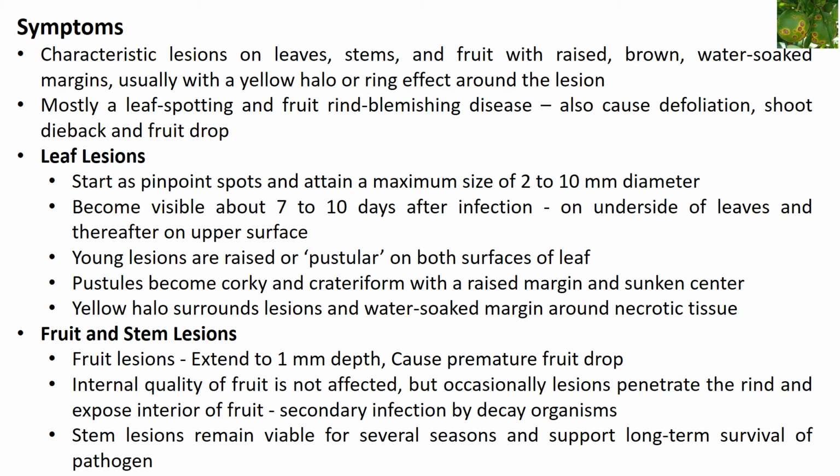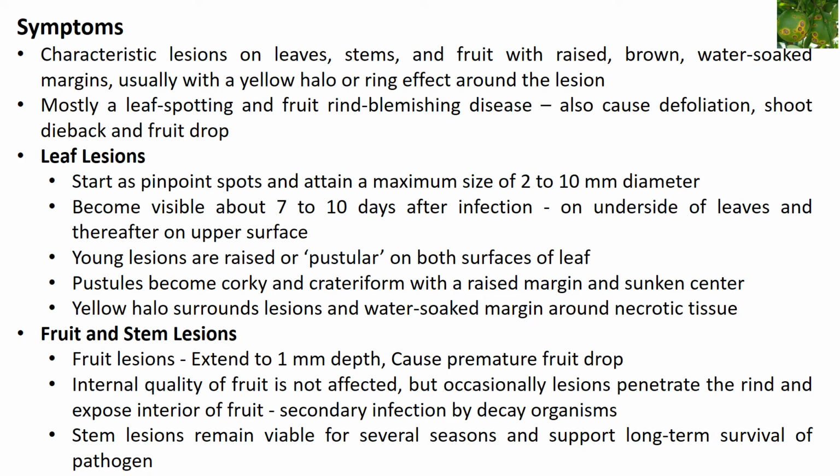Coming to the symptoms of citrus canker, there will be formation of characteristic lesions on leaves, stems and fruits, and these lesions are generally raised, brown with water-soaked margins, usually with a yellow halo or ring effect around the lesion. This disease is mostly a leaf spotting and fruit rind blemishing disease, and it also causes defoliation, shoot dieback and fruit drop. So, we will discuss leaf lesions first.